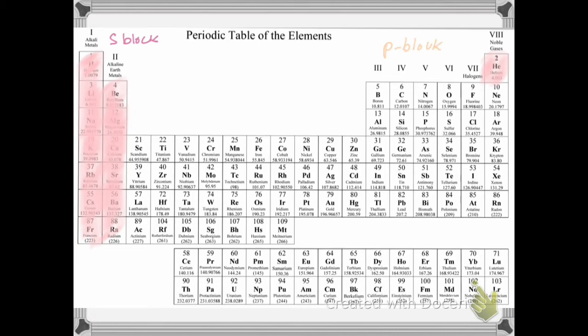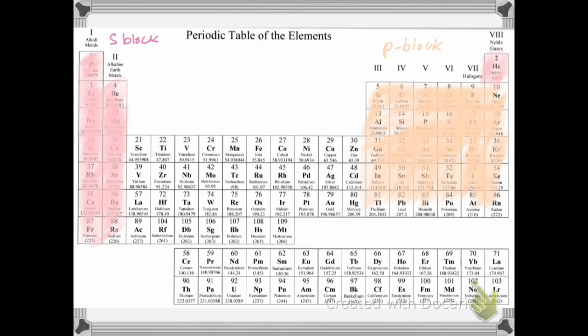The P block refers to the p orbitals. So 6 electrons fit in the p orbitals, because there's 3 different p orbitals and 6 total electrons fit in there. If we count the columns I'm shading in, it comes out to 6. So here's our P block, I'm shading in orange. Just notice, actually, helium is part of the S block, but the rest there are part of the P block.